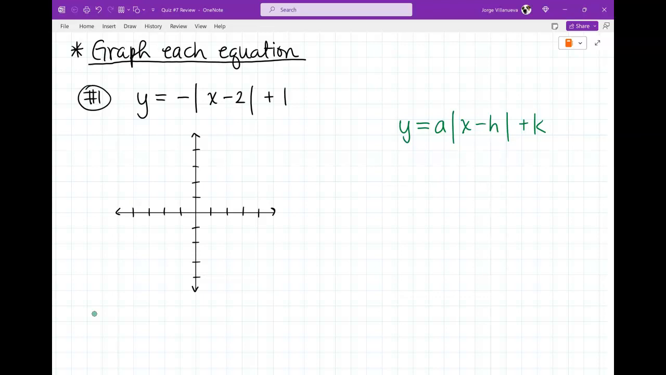Your h value, remember what I tell you, it always lies. So if you see x minus 2, it really is a positive 2. If you see x plus 5, it's really a minus 5, right? So h lies. And then k always tells the truth. If it's positive k, it goes up, negative k, it goes down, okay? But that's the formula we're using.